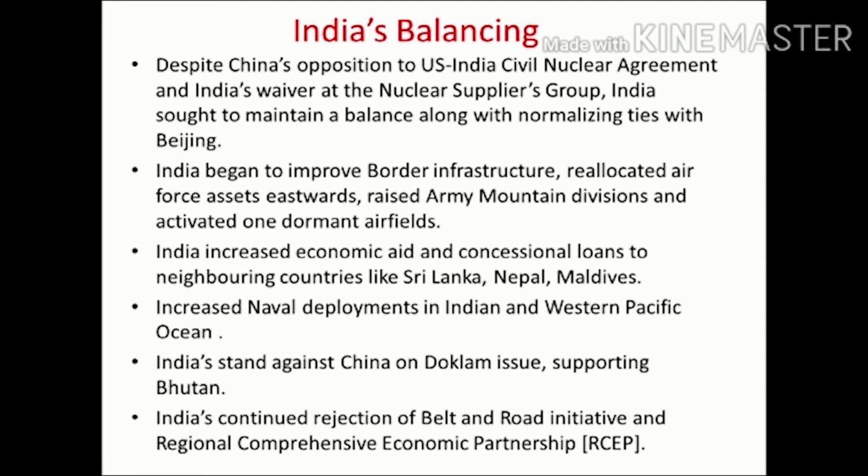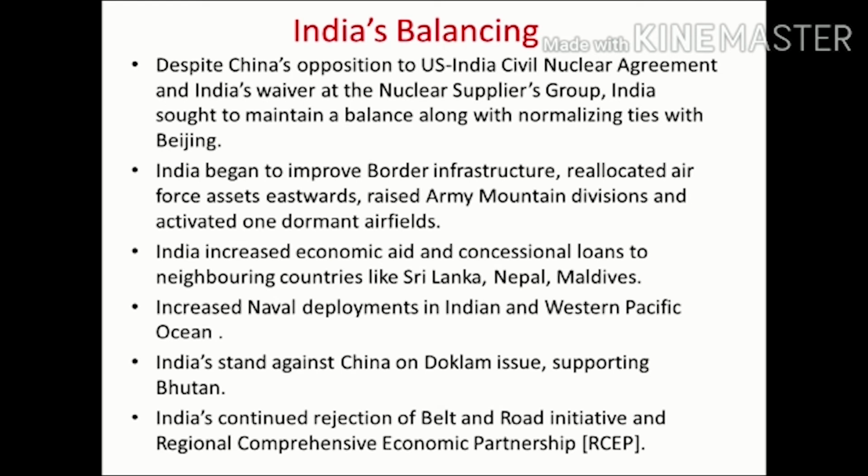Now, what has been India's response and its balancing approach with respect to strained relations with China? Despite China's opposition to US India civil nuclear agreement and India's waiver at the nuclear suppliers group, India sought to maintain a balance along with normalizing ties with Beijing. Now, some of the steps taken by India are improving border infrastructure, reallocating Air Force assets eastwards, raising Army mountain divisions for a stronger response, and activating dormant airfields.